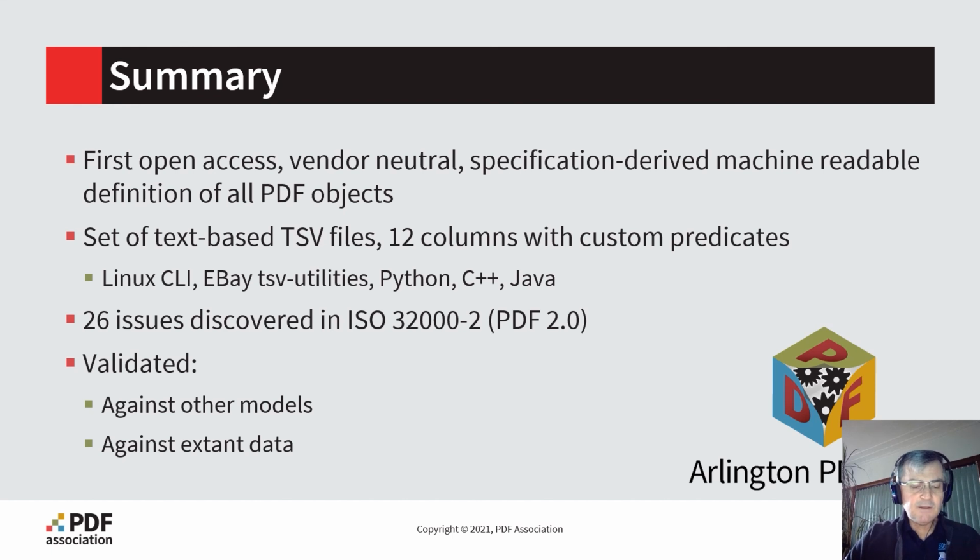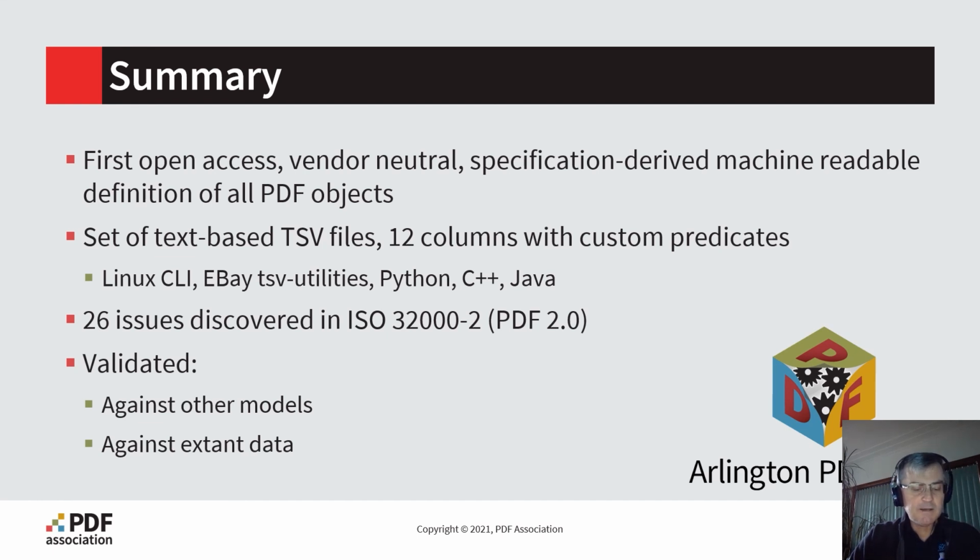So to summarize, the Arlington PDF model is the first open access, vendor and implementation neutral, specification derived, machine readable definition of all PDF objects in the PDF DOM. It is not intended to replace the PDF specification, but to sit beside it and reflect a stable ground truth that can be reasoned about.